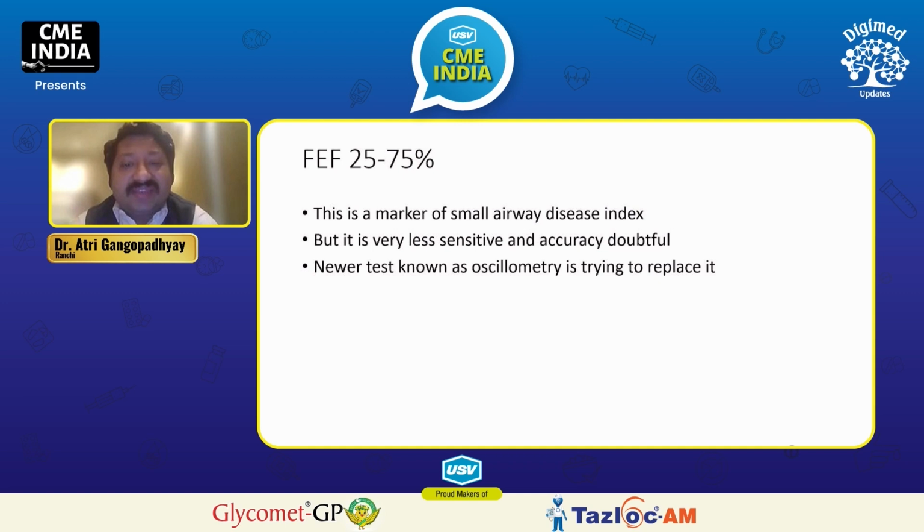So this FEF 25 to 75% is a marker of small airway disease index, but it is very less sensitive and the accuracy is doubtful. It means the reproducibility of this test is not there. In real life studies, what they have found is that the same patient on different machines was getting different values. Same patient on different maneuvers on the same day was getting different values. So some newer tests like oscillometry are trying to replace it. So FEF 25 to 75% on spirometry is becoming less popular, less accurate nowadays.